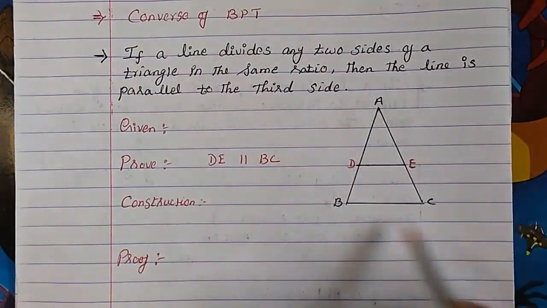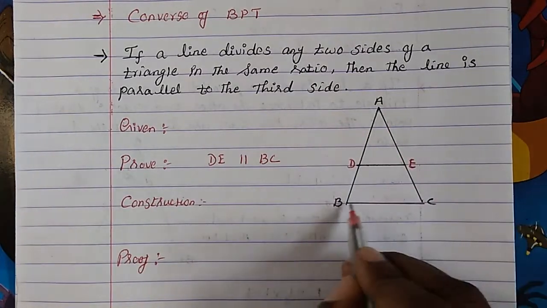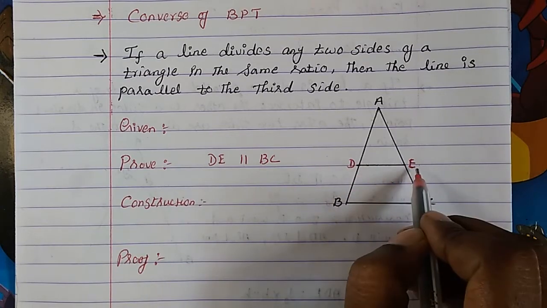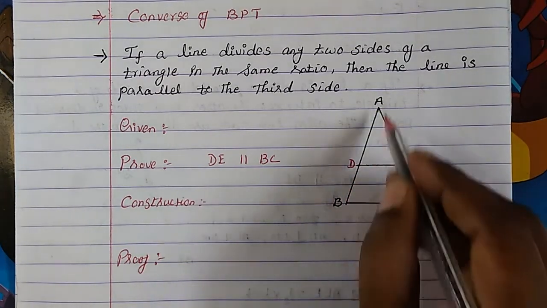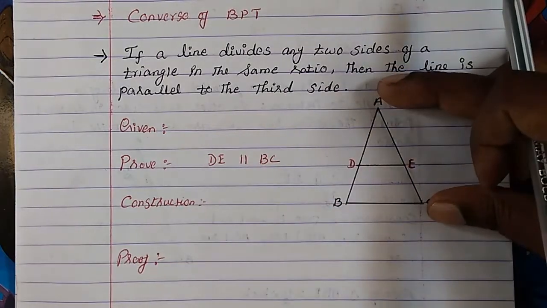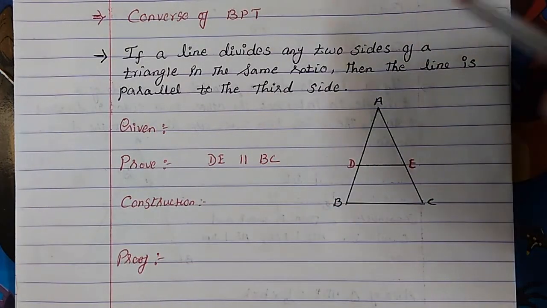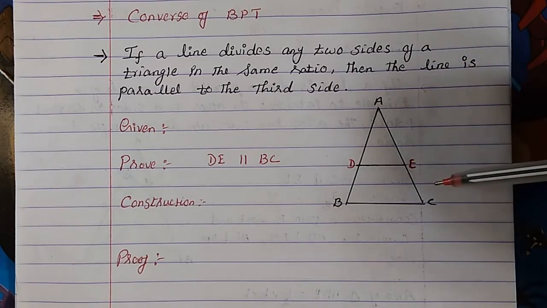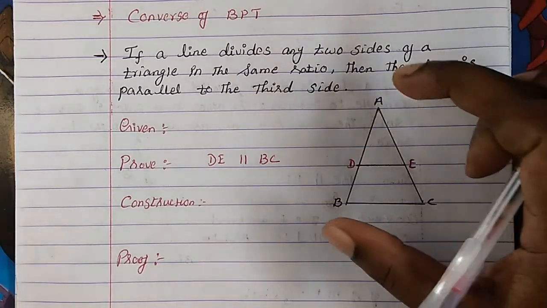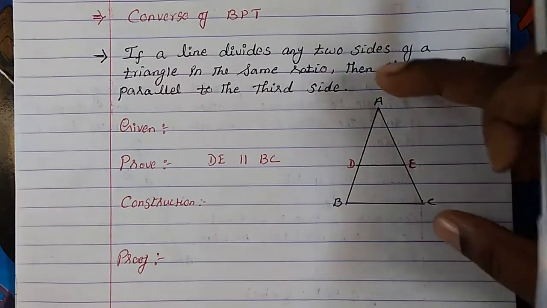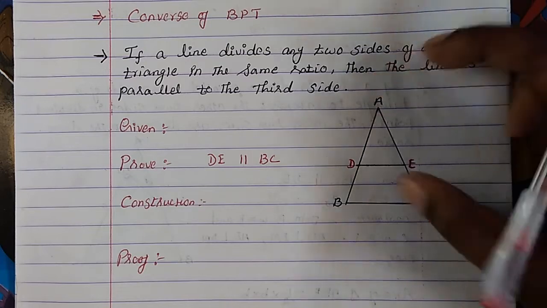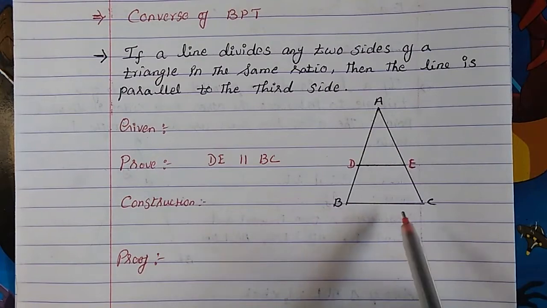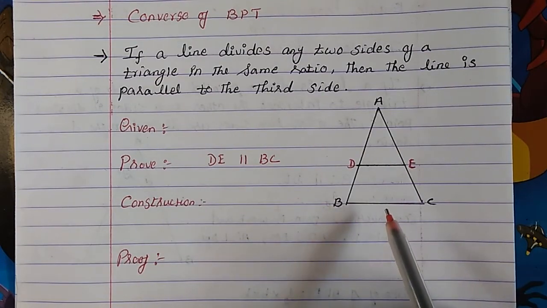It says that if there is a triangle and we draw a line parallel to one side of the triangle, then that parallel line will divide the other two sides of the triangle in equal ratios. That's what we have studied in the BPT theorem. But here we have to prove just the opposite. Here what we have to prove is that if in the triangle the ratios of two sides are equal, then these two lines are parallel. That's what we have to prove.